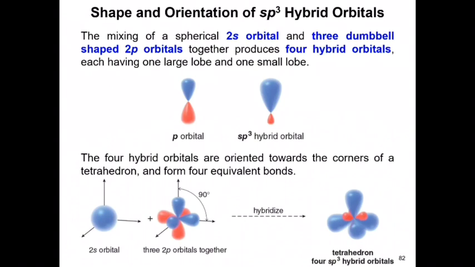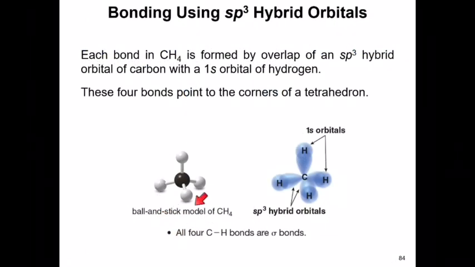So what do hybrid orbitals look like? First, you need to remember that an s orbital is spherical in shape, and a p orbital is dumbbell shaped. When you overlap a 2s orbital with 3 2p orbitals, what you get is a total of 4 hybrid orbitals, known as the sp3. An sp3 hybrid orbital looks something like this, in which one of the lobes is much larger than the other. These 4 hybrid orbitals are oriented towards the corners of a tetrahedron and are capable of forming 4 equivalent bonds. Here's a methane molecule with a molecular formula CH4.